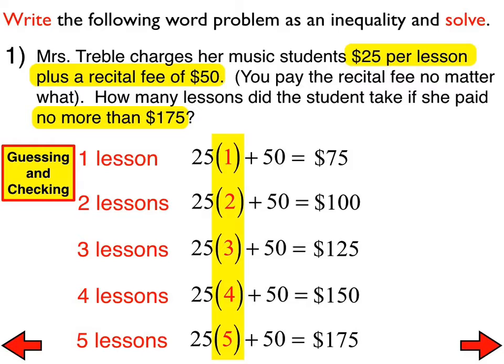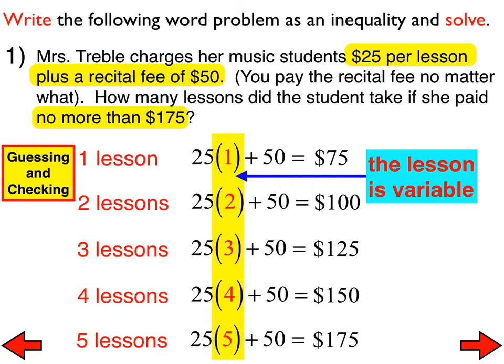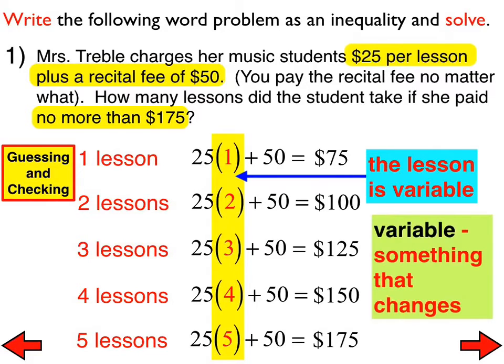So the number of lessons is changing, because it could be 1 lesson, 2 lessons, 3 lessons, whatever number of lessons, that's going to be our varying term. That's our variable. Because a variable is something that changes. Yes? So if you have trouble still figuring out, is it going to be 25x or is it going to be 50x? Think about, what's the question asking you? It's asking how many lessons, because we don't know how many lessons. That's the thing that's changing. It could be 1 lesson, 2 lessons, 3 lessons, whatever number of lessons.